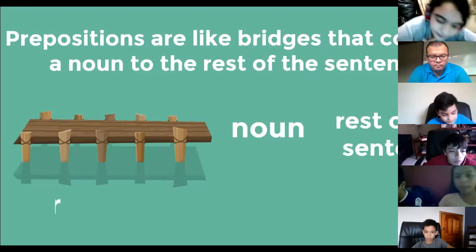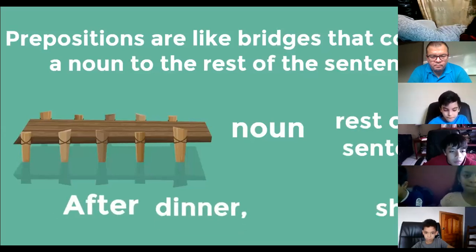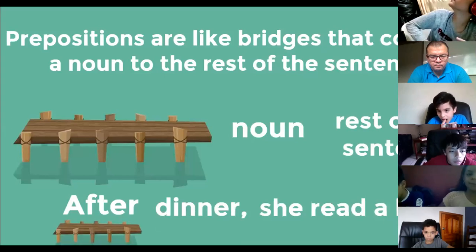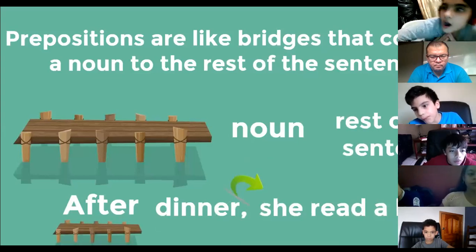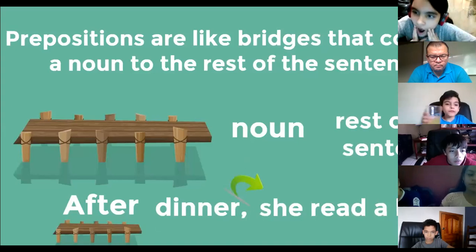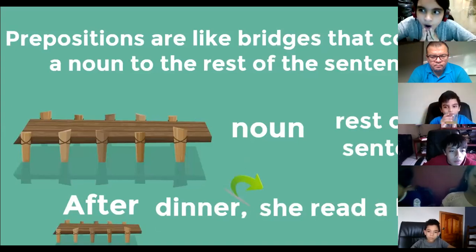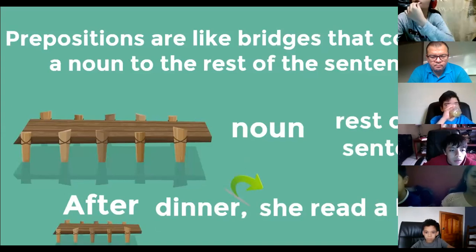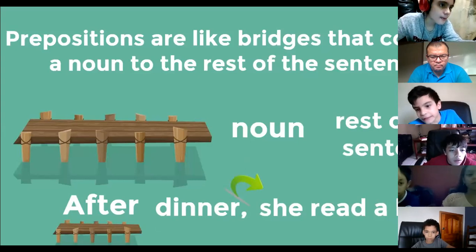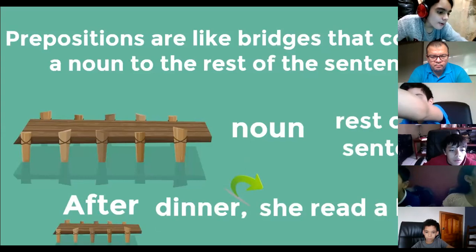Look at this example. After dinner, she read a book. The word after is a preposition. It's connecting the word dinner, the noun, to the rest of the sentence: she read a book. It's still a connecting word, still a bridge word. It's a preposition, even though it's at the beginning of the sentence.